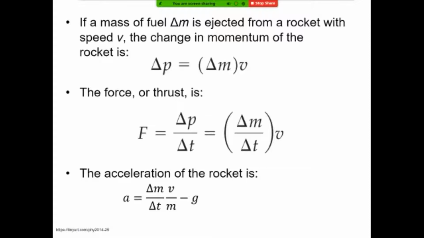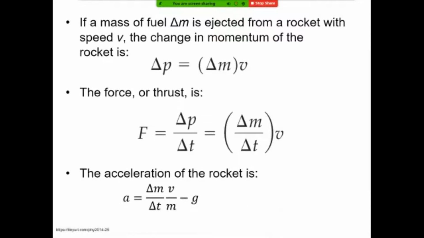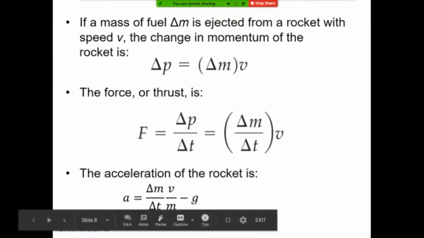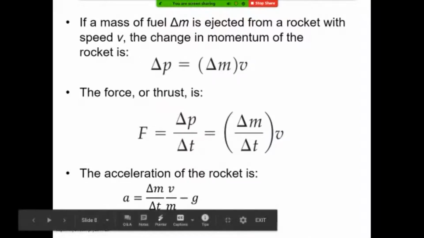Now, of course, the rocket has to overcome its own weight. So F minus mg will be the net force. Basically, the thrust minus mg will be the net force on the rocket, and then the acceleration will be equal to F divided by mass, right? So over this divided by the mass, and then the second term will be minus mg divided by the mass. So then m will cancel out. So this is the net acceleration of the rocket.